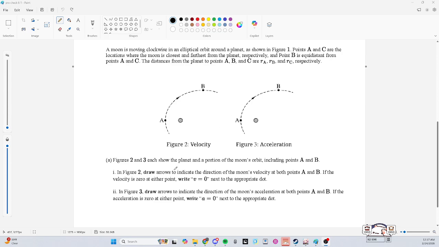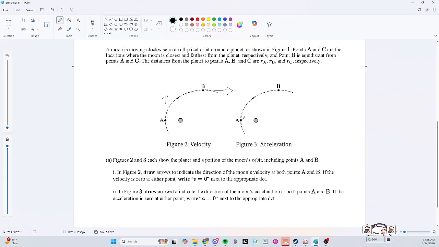For part A1, it says in figure 2, draw arrows to indicate the direction of the moon's velocity at both points. Now at A, the velocity is going like this, and then at B, the velocity is going like this. This is the velocity at this exact single point.